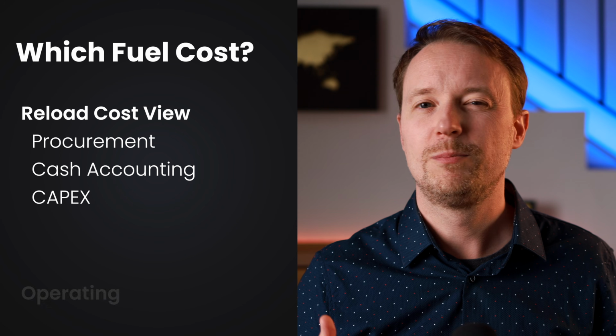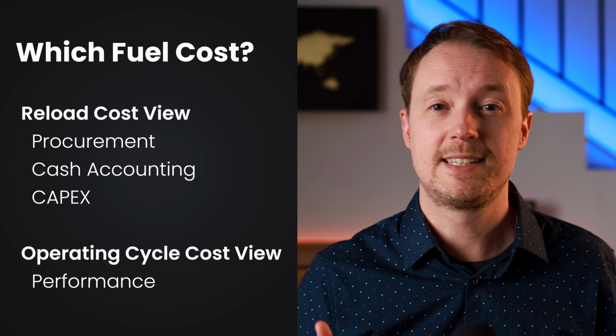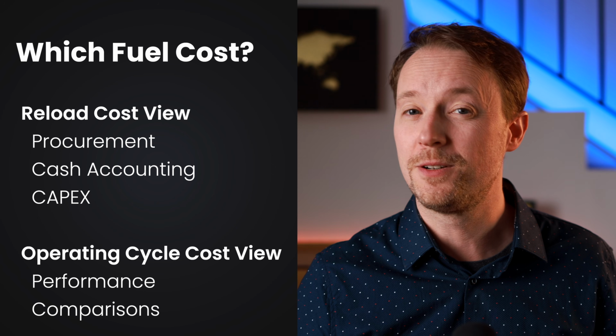So how do we know which view to use and when? Well, that depends on who's asking and what they need the fuel cost numbers for. The reload cost view is useful for procurement and upfront cash expenses. But the cycle cost view is more useful when showing the performance of that fuel and seeing how well the plant operated compared to other cycles.